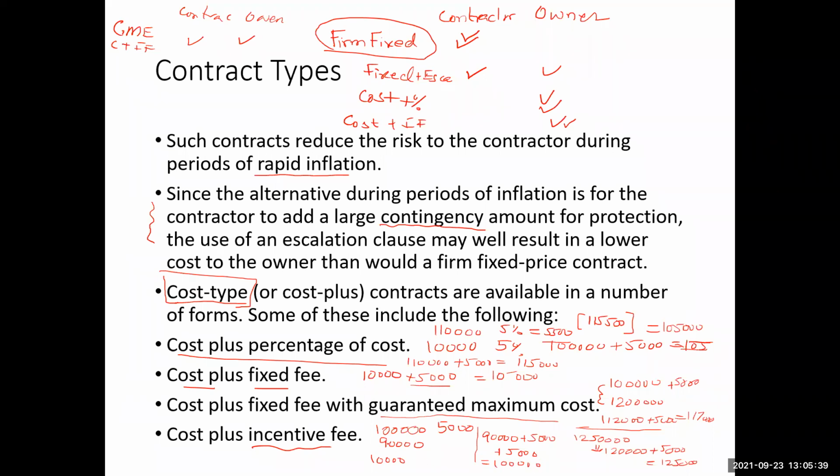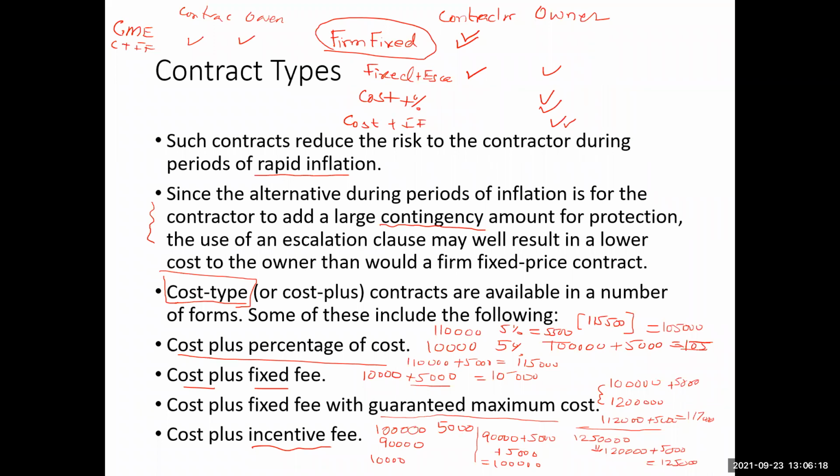Okay, so you can see that originally, if this contract was not there, the owner would pay $105,000. But due to the incentive, the owner was able to pay only $100,000. So the owner saved $5,000. On the other hand, the contractor also got 5,000 more, because the cost was 90,000 plus 5,000. The contractor should have got $95,000, but got $100,000. So this is the cost plus incentive fee.